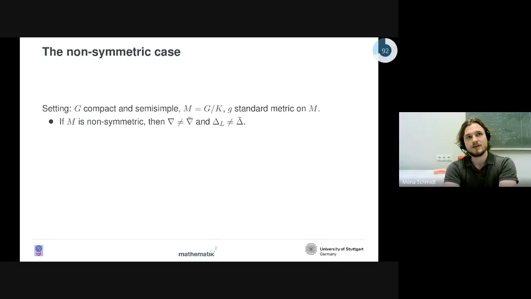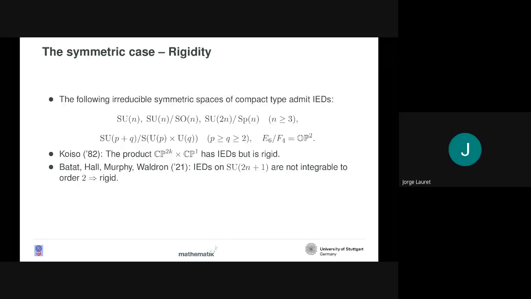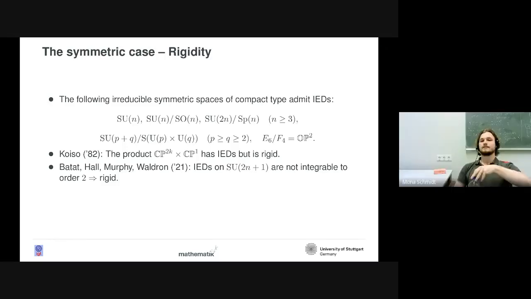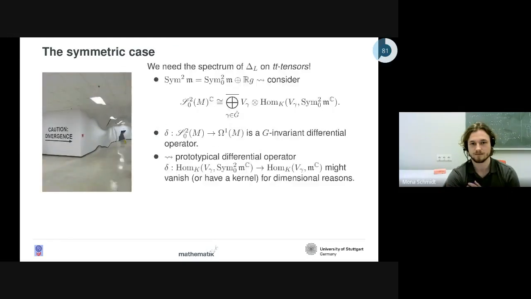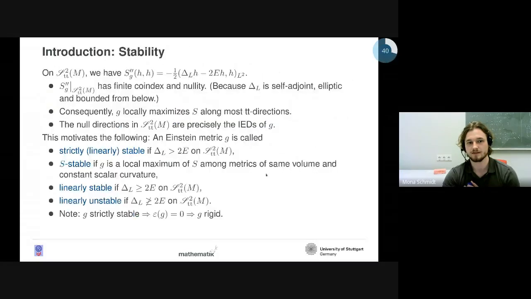Okay, so we have talked about the symmetric case. Yes. Paul, can you come back? Yeah, what do you know about S stability? I mean, if these metrics are local maxima. Ah, yes. Okay, so what we can say pretty easily is that S stability is implied by strict stability, and linear stability is implied by S stability.